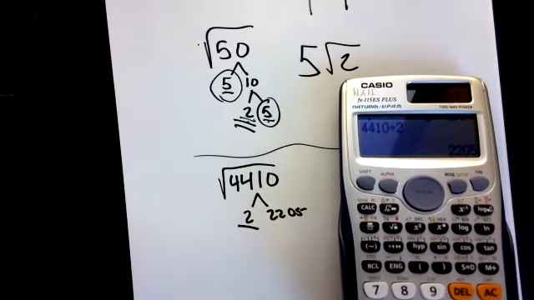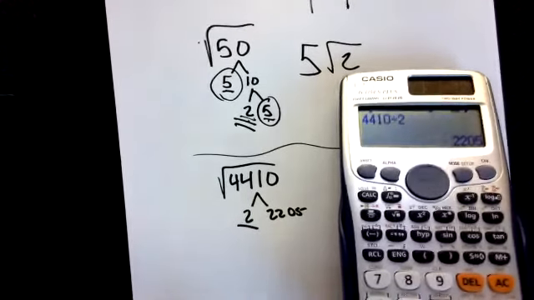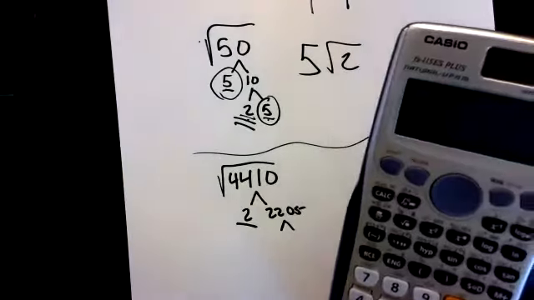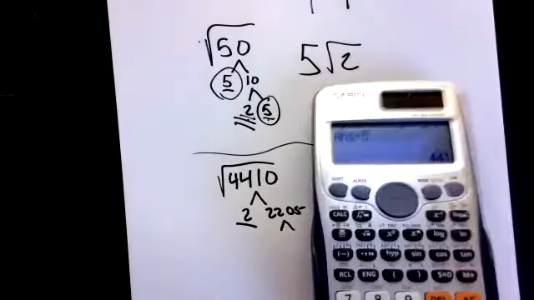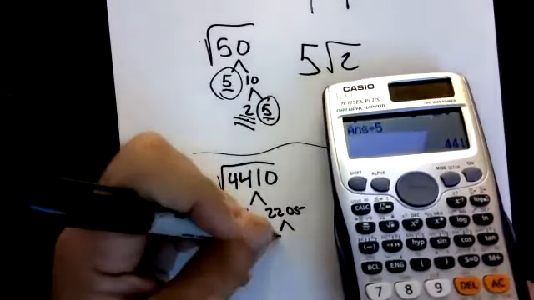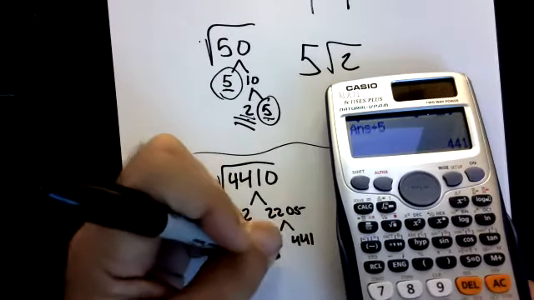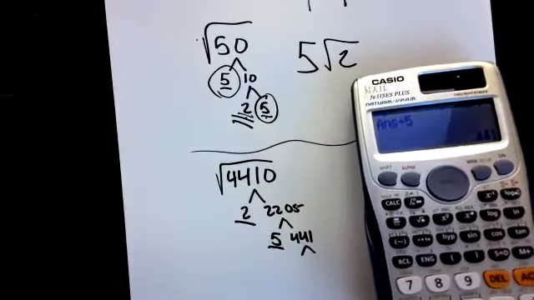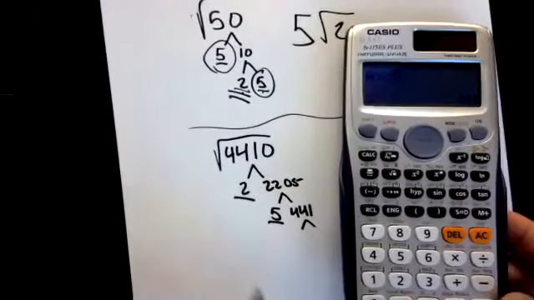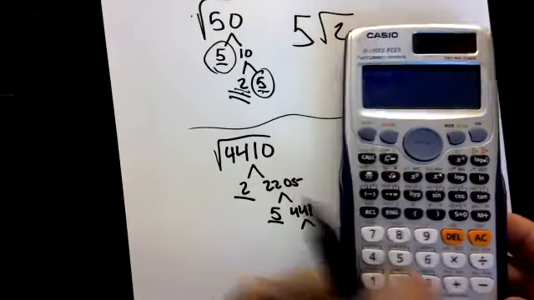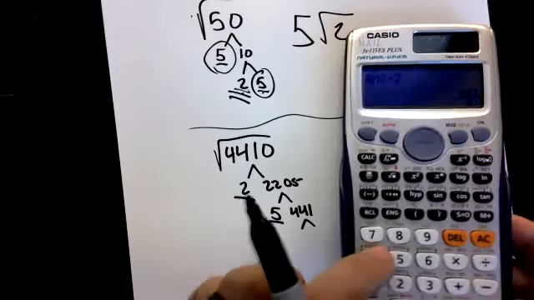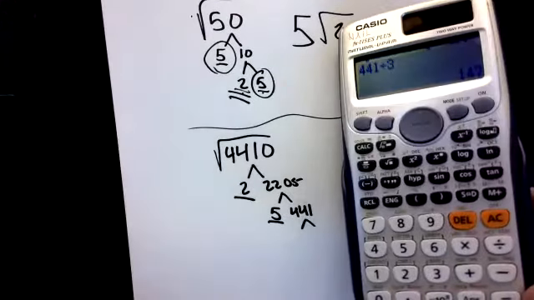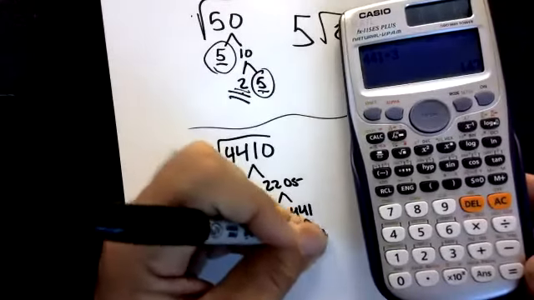I know 2 is prime, so that one can be done. That 2205, I hit divide by 5, and I get 441. You know, 5 is prime. I'm going to see if I can multiply something into that 441. Divided by 2? Nope, I get a fraction. So try again. 441 divided by 3. There we go. I get 147.